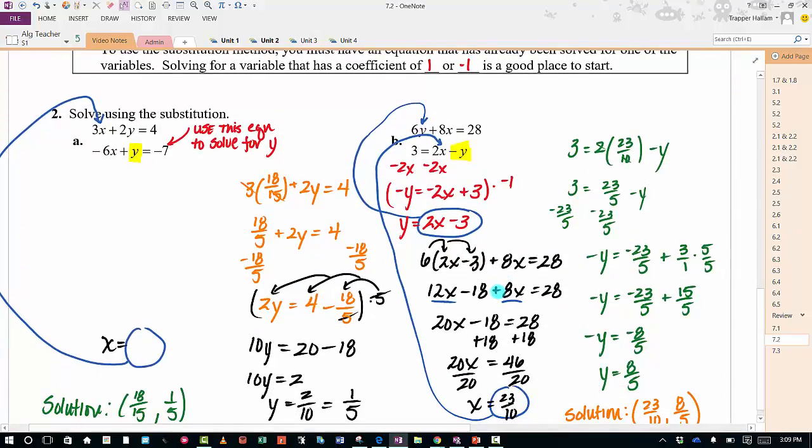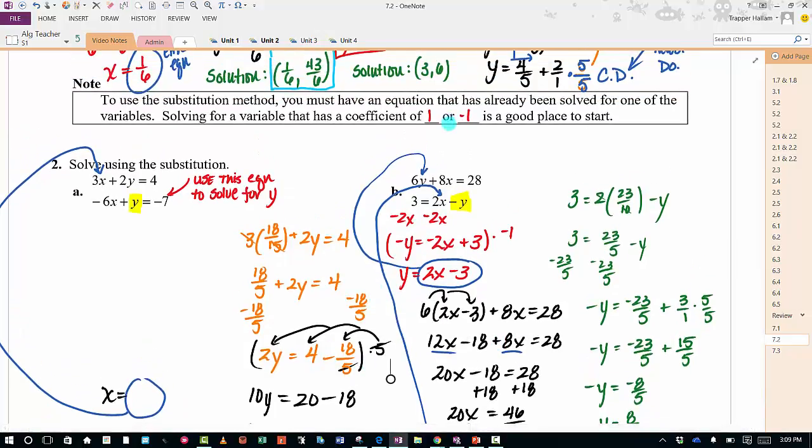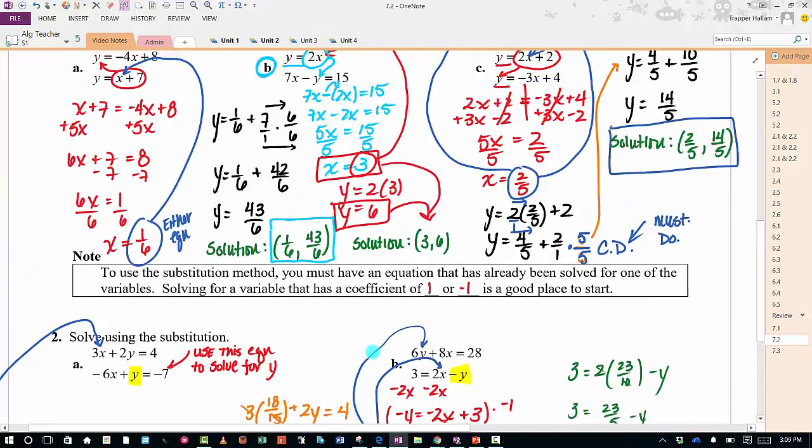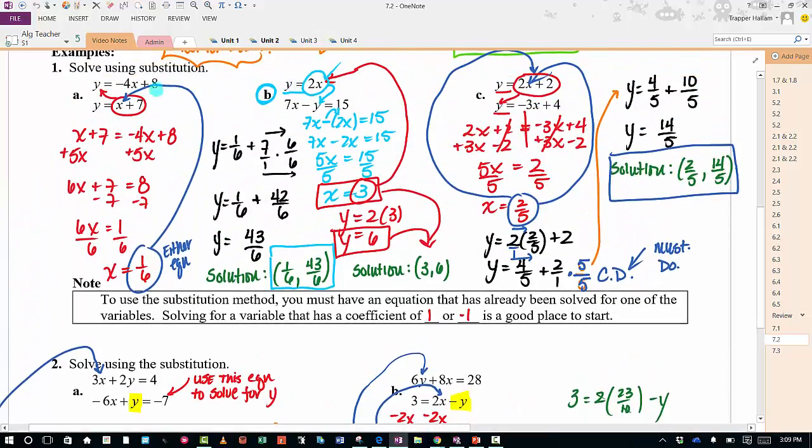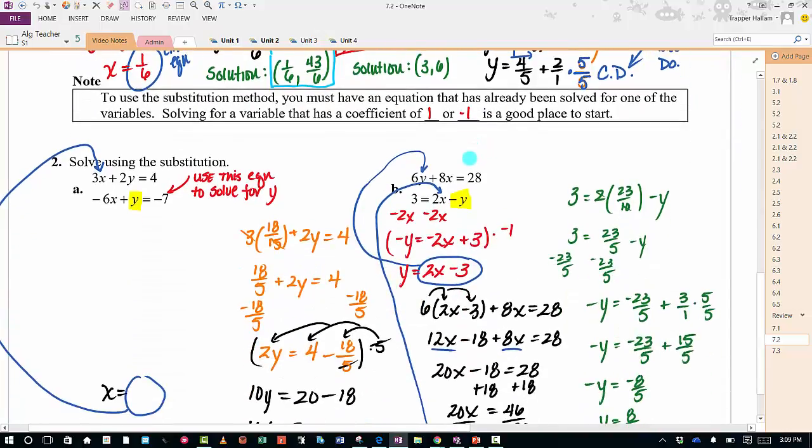So I'm going to jump down here. What's the difference between this set of problems and the ones you did before? Well, the leading coefficient, or one of the variables, isn't solved for. Look at the first one here. Nothing solved for. That's the only extra piece. It's just one extra step you got to do.